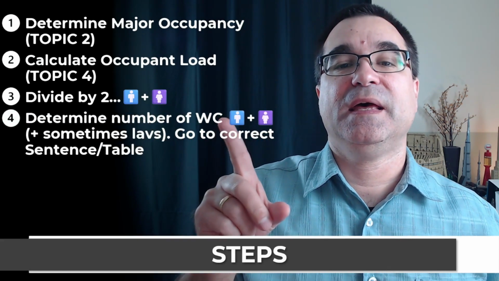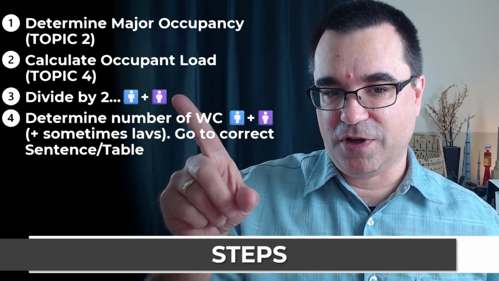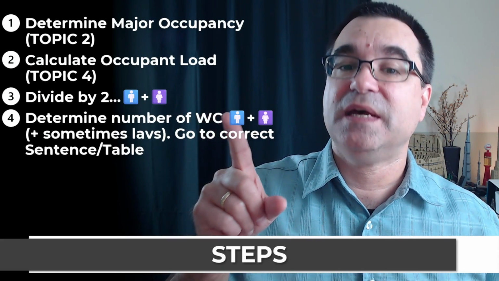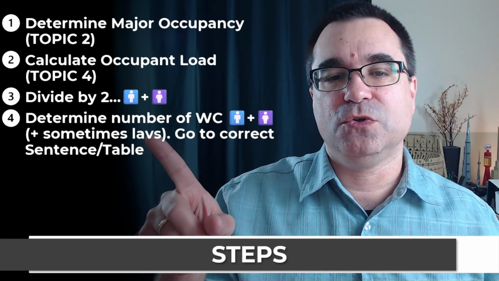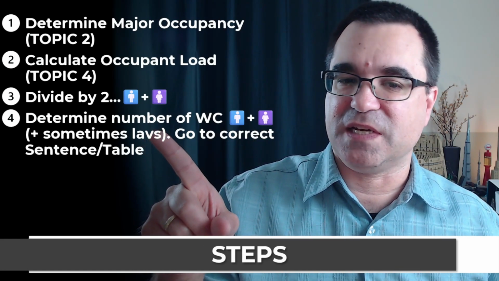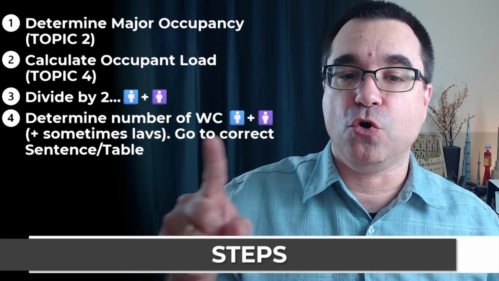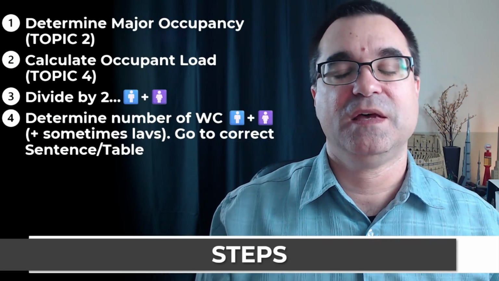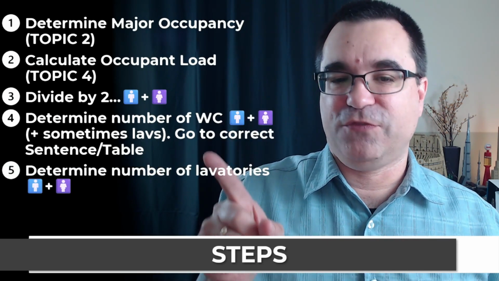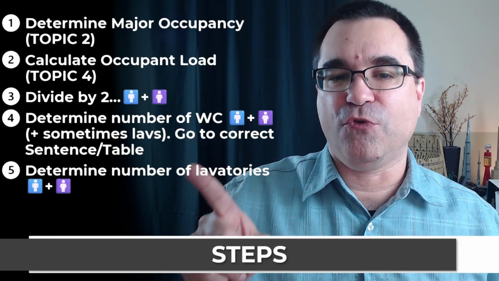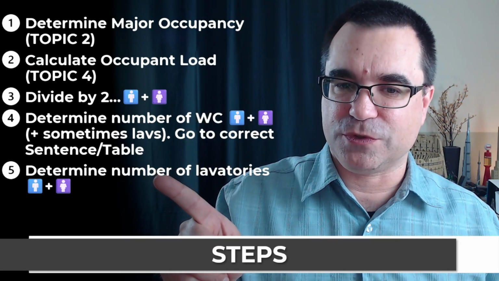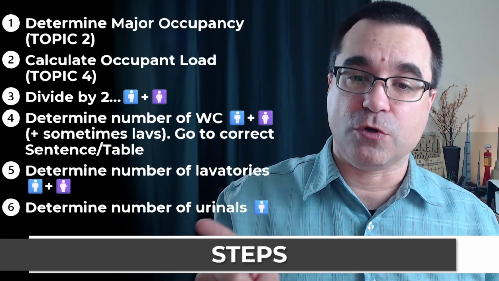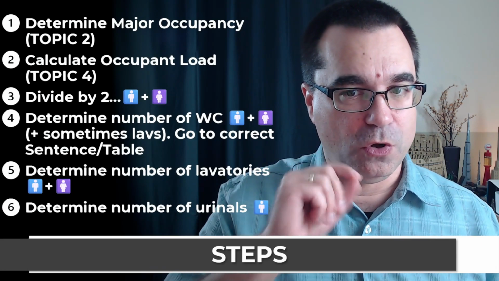Then, you use this number of occupants for each washroom to determine the number of water closets. Sometimes you'll even be able to use that information to determine the number of sinks, of lavatories, but you must go to the correct sentence or table, which I'll show you. Number 5. If you couldn't find the number of lavatories from step 4, I'll show you how to figure out the number of lavatories then. Step 6, you wrap it up by determining the number of urinals for male washrooms only.